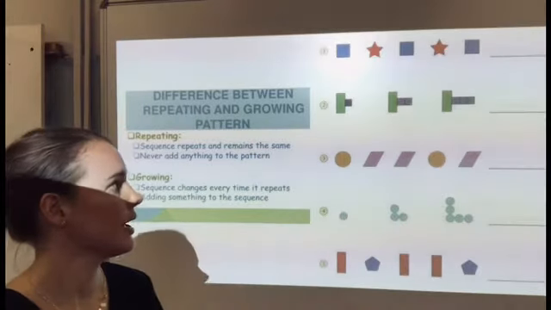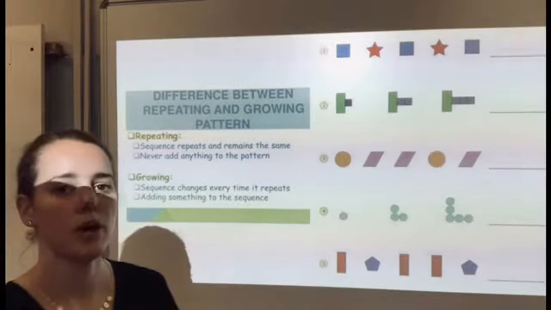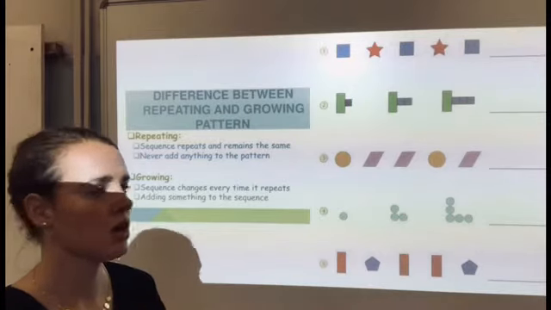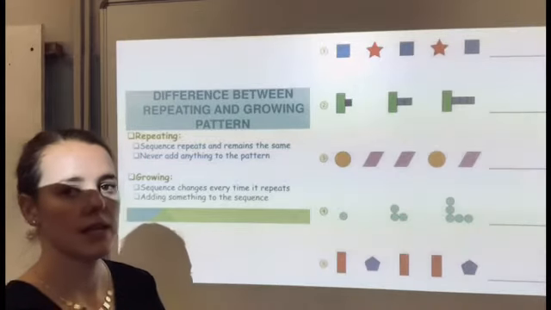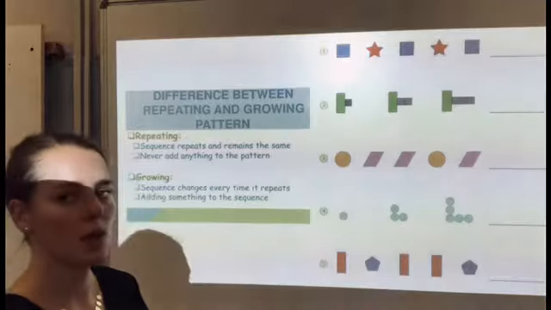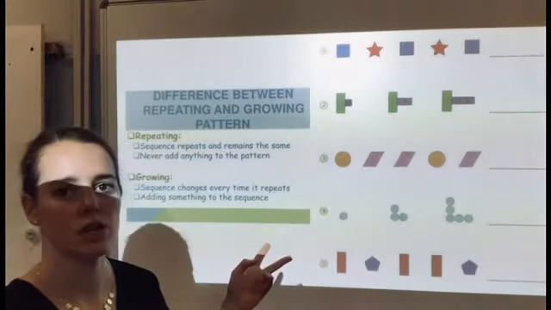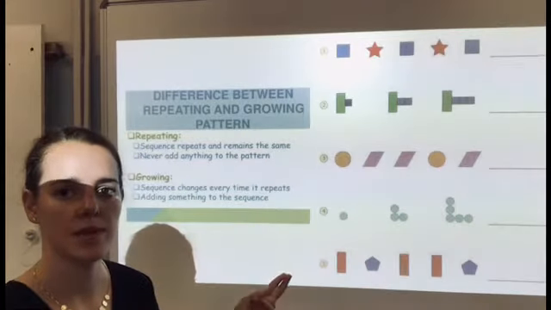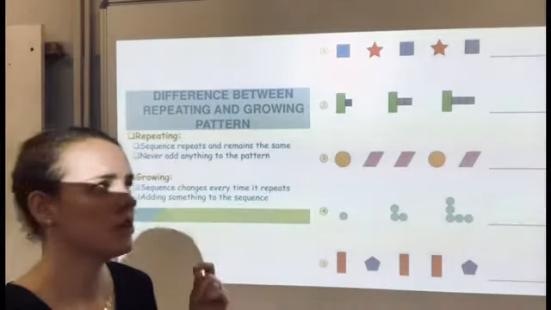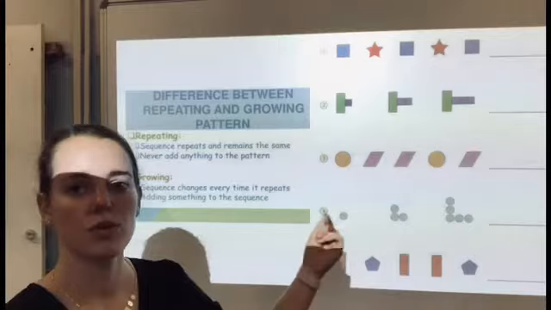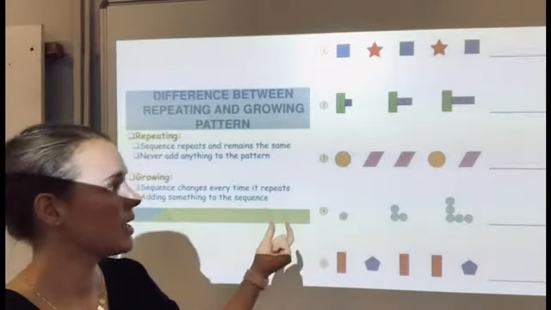Now the second pattern has a rectangular block with one square block next to it. Then in the next pattern, it's the same thing, but now another square block is added to it. So now we immediately can see it's not a repeating pattern because it's not the same again. Something has been added to it. And so the next step will grow even more. And what's being added every time?